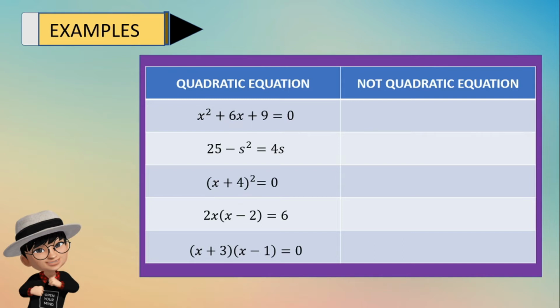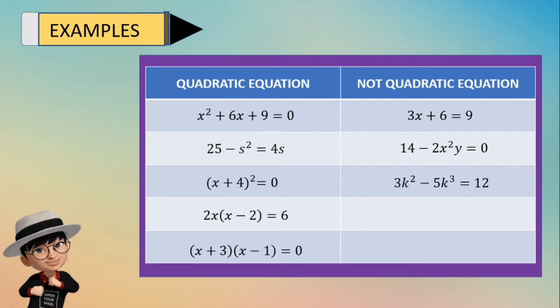Example number 6. We have 3x plus 6 is equal to 9 is not a quadratic equation since the degree is 1. Example number 7. 14 minus 2x squared y is equal to 0 is also not a quadratic equation since there are two variables, x and y, and also the degree is 3 by adding the exponents of x and y.